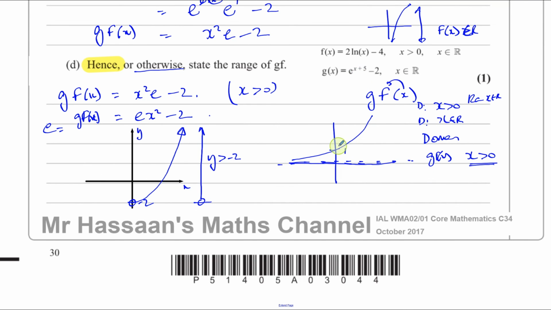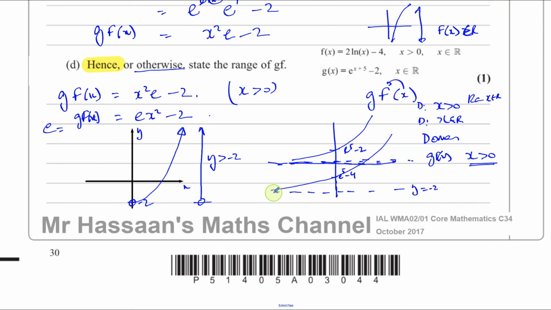So when x is equal to 0, you'll have e to the power of 5 minus 2. After this transformation, it will be e to the power of 5. And then when you take away 2 from this whole thing, it's going to go down 2 units. The asymptote will move down 2 units, from y equals 0 down to y equals negative 2. This will be e to the power of 5 minus 2, and then you're going to go down by another 2 units. It will be e to the power of 5 minus 4. So it's going to look something like this.